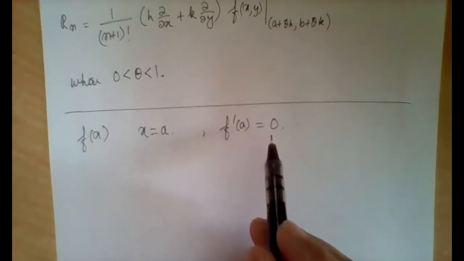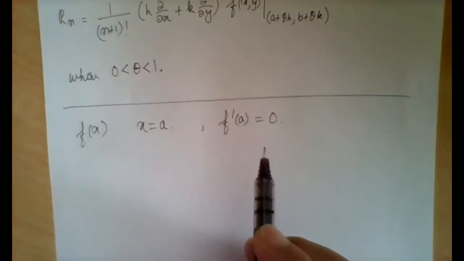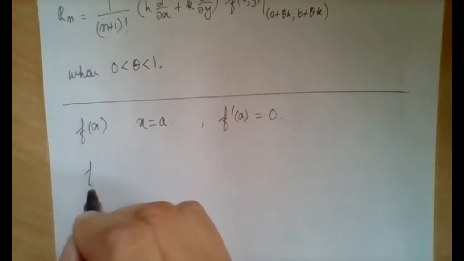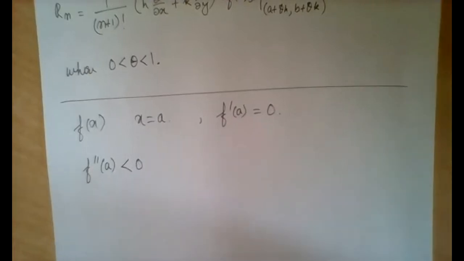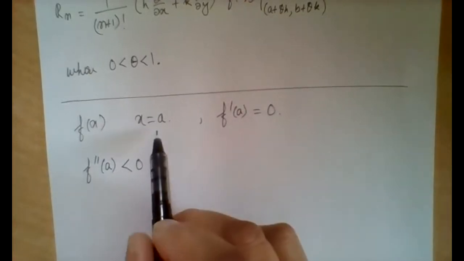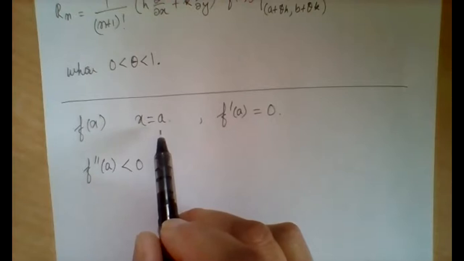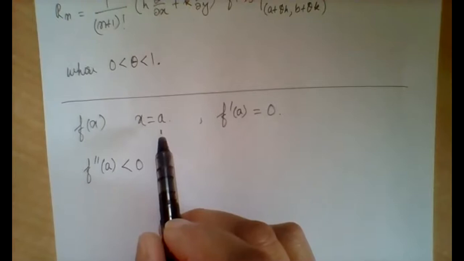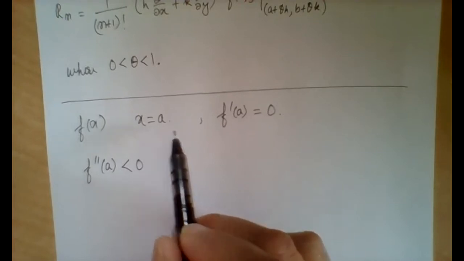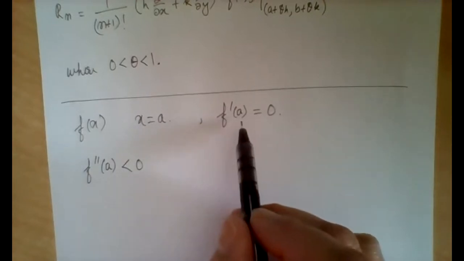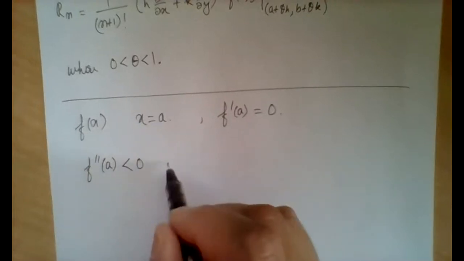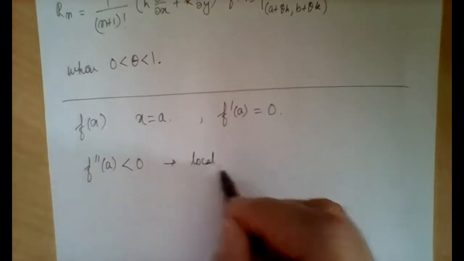This is a necessary condition. Now if the second order derivative calculated at the point a is less than 0, then this point x equal to a is a local maximum. The function f(x) has a local maximum value at x equal to a if the second order derivative is less than 0 and the first order derivative at the point is 0. This corresponds to local maxima.